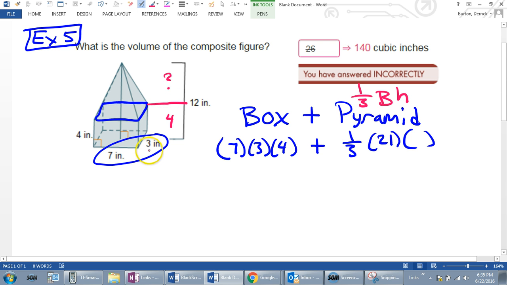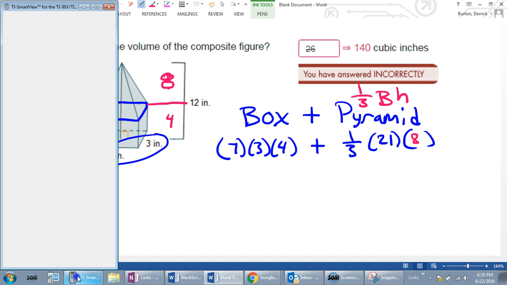That's close. That would make 11. 8. Okay, 8 plus 4 makes 12. So the height of the pyramid must be 8. Put it all together, and that should be the total volume of the composite shape.